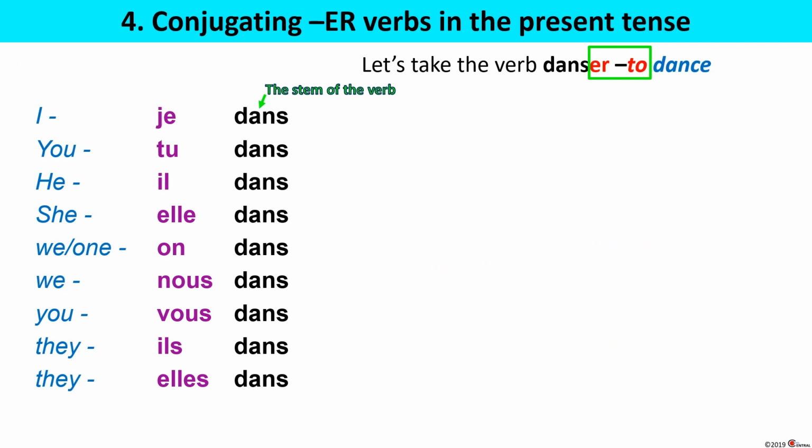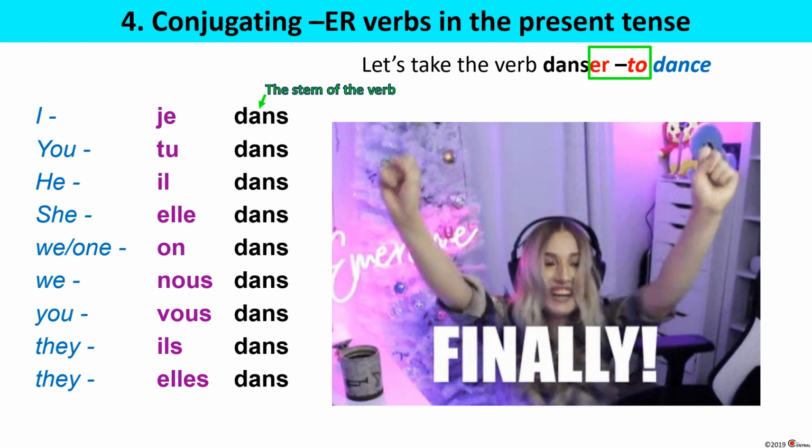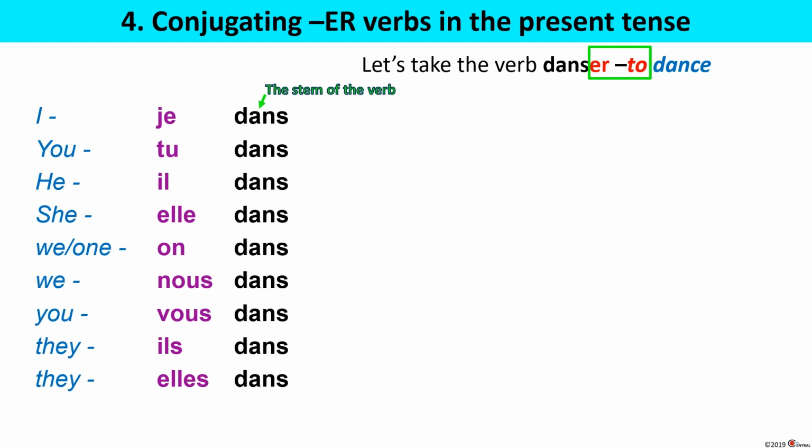All that is left to do is to add the endings for the present tense to show when the action is taking place. And with je, the correct ending is E. And then with tu is going to be ES. With il is going to be E. With elle, E as well. On is going to be E as well because it's the third person singular. With nous, we're going to have ONS, vous is EZ, ils is ENT, and elles is ENT as well.